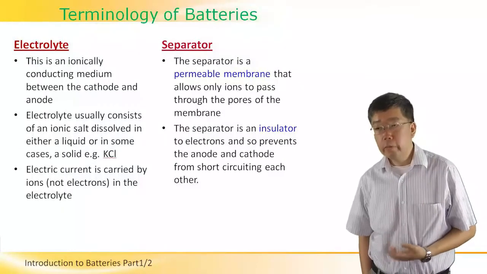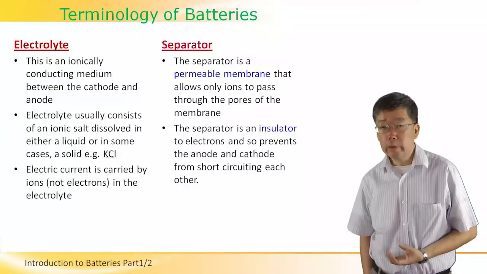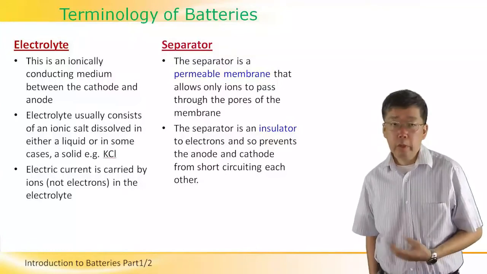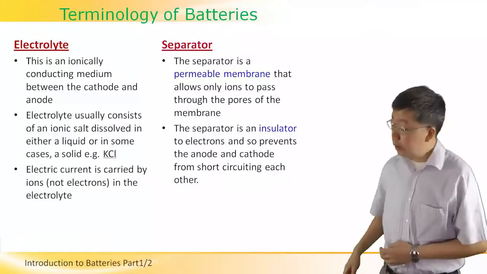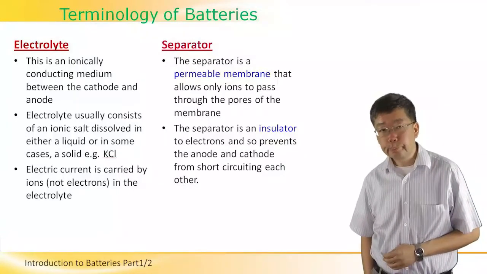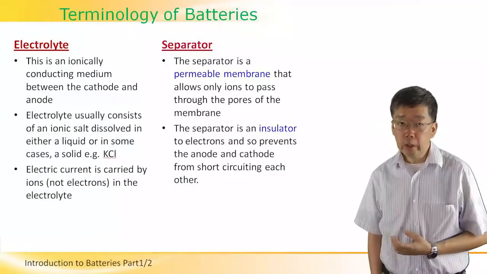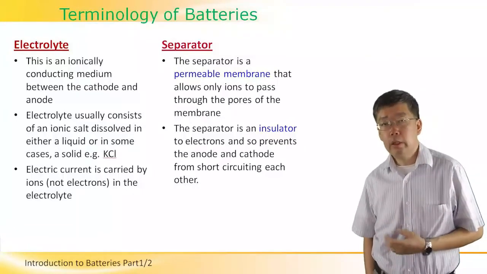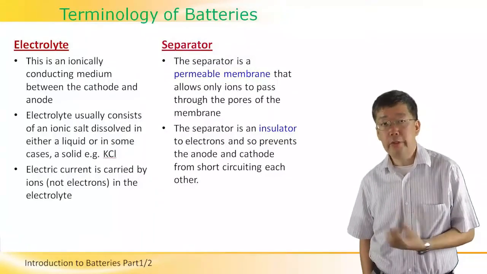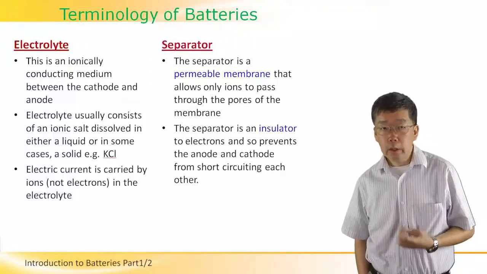So most of us are very familiar with positive and negative electrodes, but within any battery there are two other very important components which we may not be so familiar with. And the first one is the electrolyte, which is shown on the left there. So the electrolyte is a very essential part of any battery, and essentially is an ionically conducting medium. Usually it's in the form of a semi-solid paste, and it's located between the cathode and the anode.